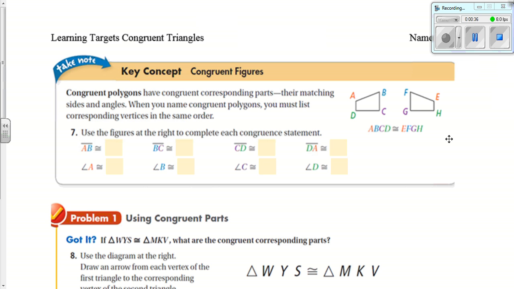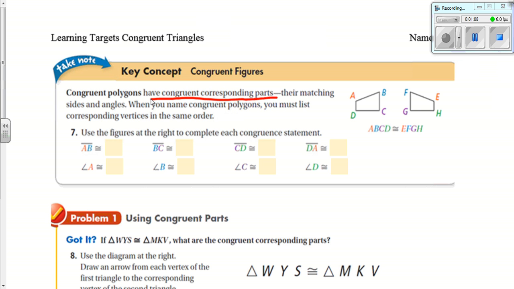What we're going to be talking about today is congruent figures and congruent triangles. We're going to learn how we can prove triangles congruent, meaning they're equal in measure and size, based upon a few different theorems and postulates. You'll understand what I mean as we go on. All right, let's start from the beginning and understand congruency between different figures. As we see up here, congruent polygons have congruent corresponding parts, which means their matching sides and angles have the same measures. That's what we mean by congruent.